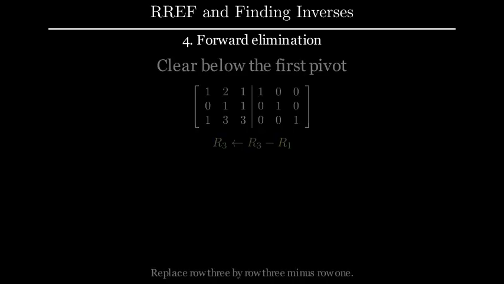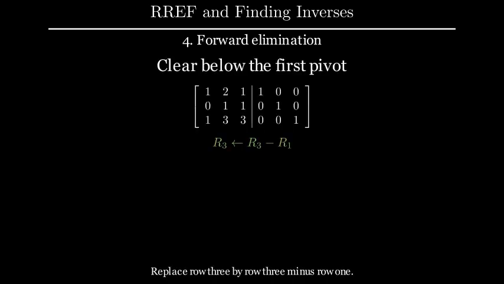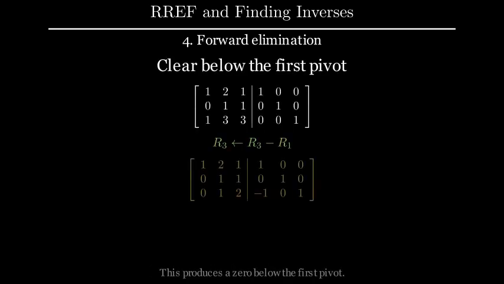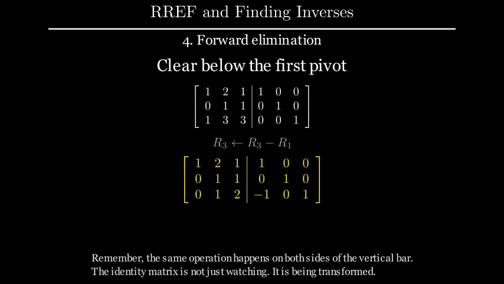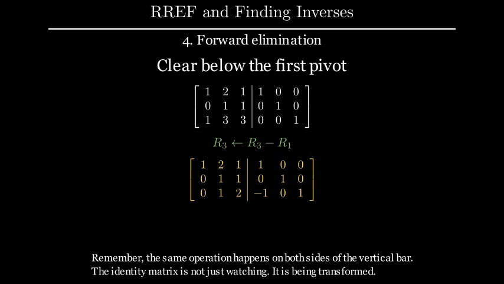First, use the top left pivot to clear the entry below it. Replace row 3 by row 3 minus row 1. This produces a 0 below the first pivot. Remember, the same operation happens on both sides of the vertical bar. The identity matrix is not just watching, it is being transformed.